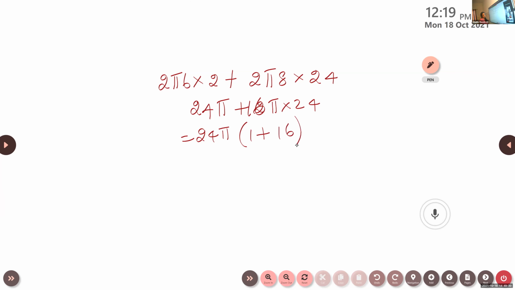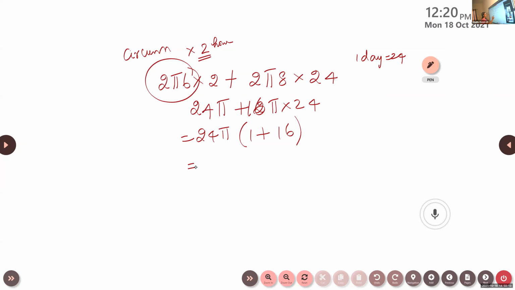Am I correct, children? Arjun, up to this step, is it okay? This is the circumference of one complete revolution, into 2. Why do we multiply by 2? Because the hour hand goes through two complete revolutions. What about the minute hand? One day is 24 hours, so every hour it makes one revolution. So it is 24. Now from these two we take 24 pi as common.